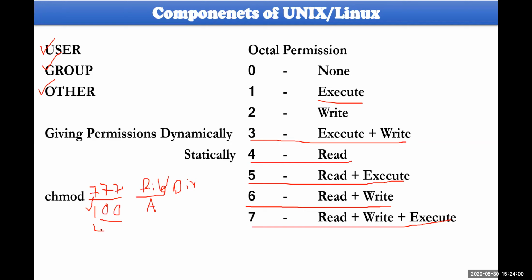Similarly, 401 can be given by you for a file B. So chmod 401 for file B, where 4 means read. So read permission for the user, no permission for the group, and for others, execute permission on the specific file B. This is the way you have to operate the permissions statically.